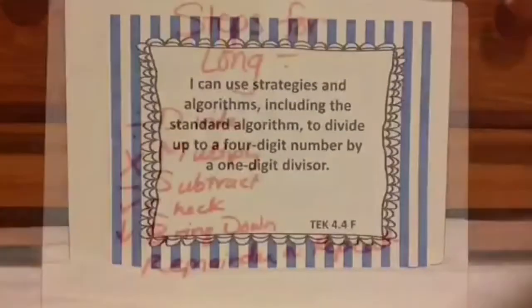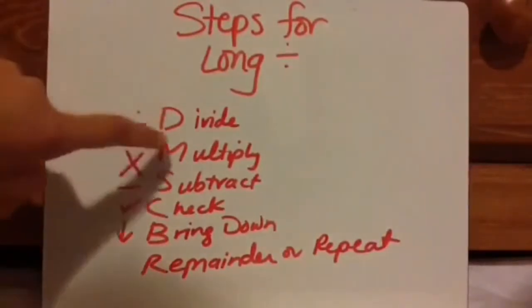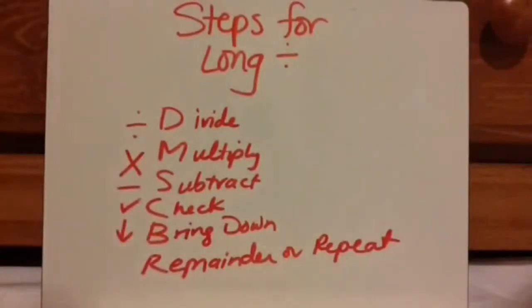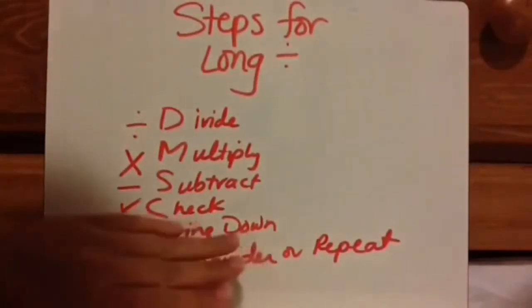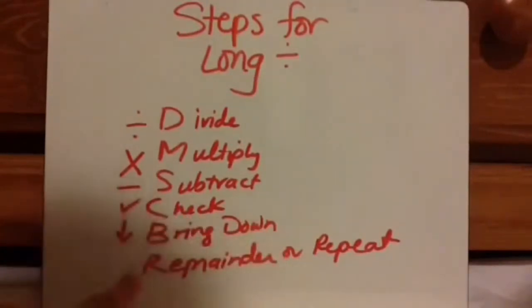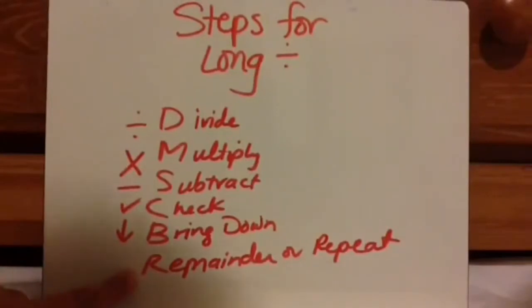So let's get started. Before we get started, these are the steps for long division, and I always remember it by: Does McDonald's sell cheeseburgers regularly? Now, the first section, you're just going to go through the steps once, so you will not do the bring down or repeat steps. You will just divide, multiply, subtract, check, and then whatever's left over is your remainder.